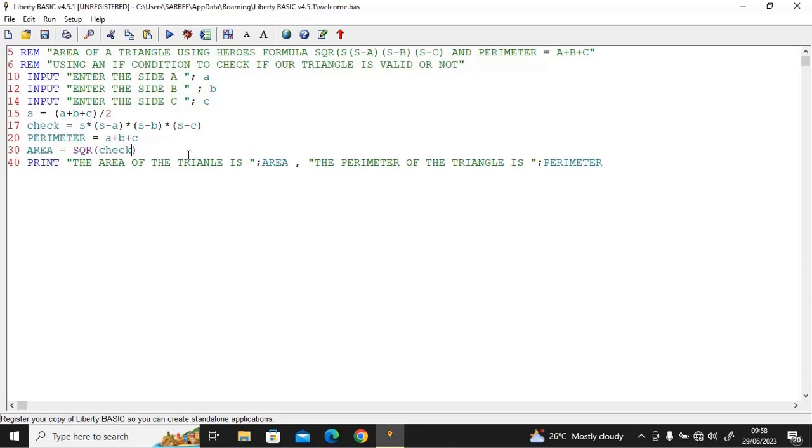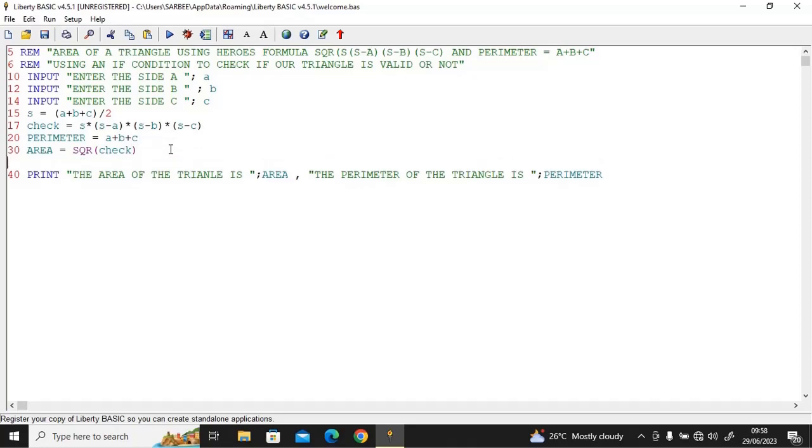So area is going to be the square root of check, and I'll come here and make the condition. I'll just say if check is less than 1, if it's a negative number, if it's less than 1, then print, what should it print? This is an invalid triangle, right? This is what should print. Then you terminate it, you end it, as we're not doing anything again.